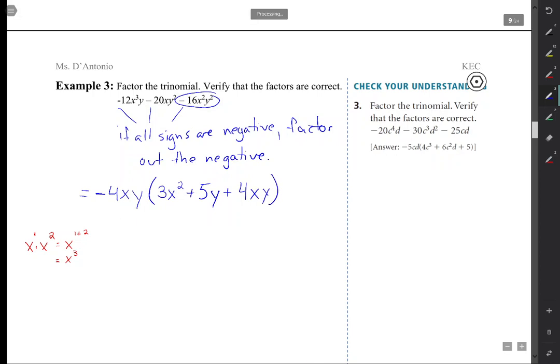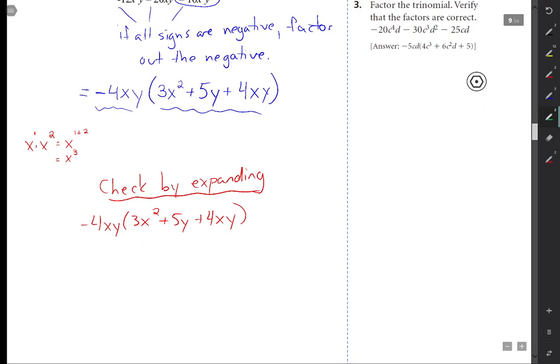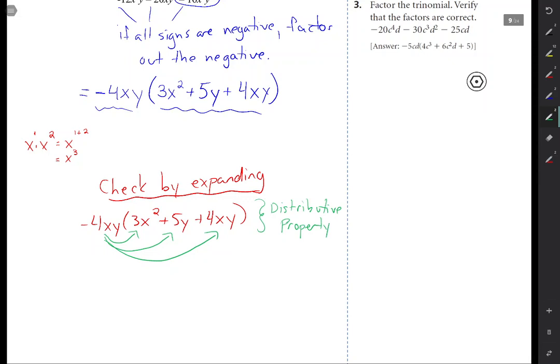We have a fully factored trinomial. So we factored out -4xy. And this is what we have remaining here. And we can check by expanding, just like we did before. So we are going to distribute this first factor into the rest of the expression here. This is called the distributive property. You might remember learning that in grade 9. So we're going to distribute the -4xy to all the other terms inside the brackets.